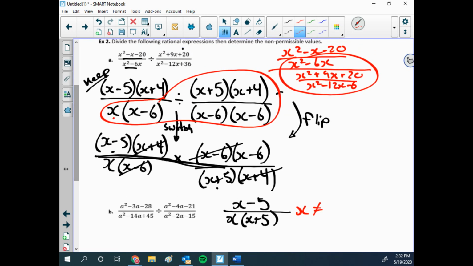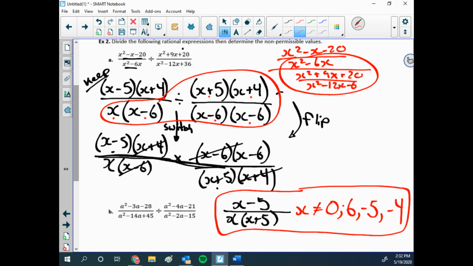So from here, x cannot equal 0. From here, x cannot equal a positive 6. From here, x cannot equal a negative 5. From here, x cannot equal a negative 4. And these are both x cannot equal a positive 6, which is already there. So that would be my final answer once it is simplified, including my non-permissible values.